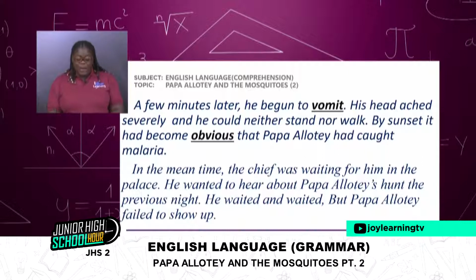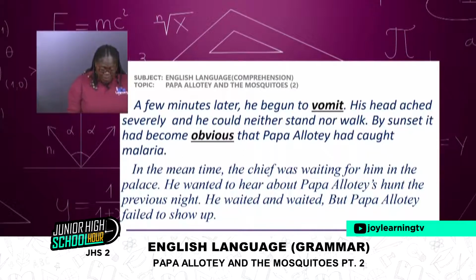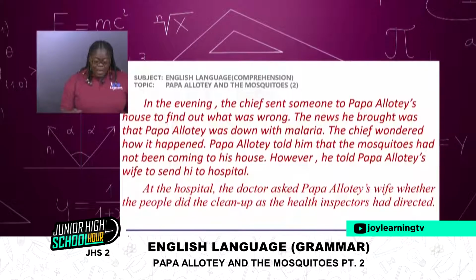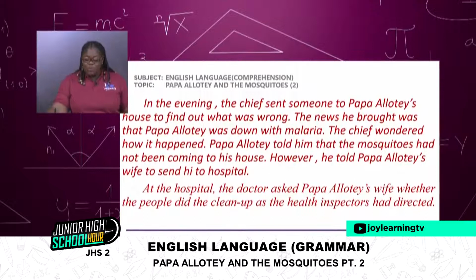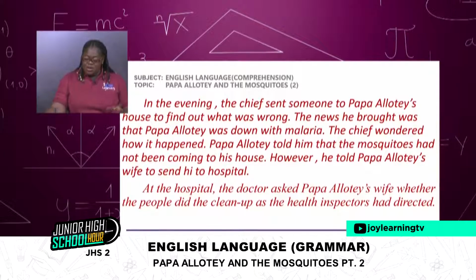He wanted to hear about Papalo's hunts the previous night. He waited and waited, but Papalo failed to show up. There was a problem. Now, let's go on. In the evening, the chief sent someone to Papalo's house to find out what was wrong. The news he brought was that Papalo was down with malaria.